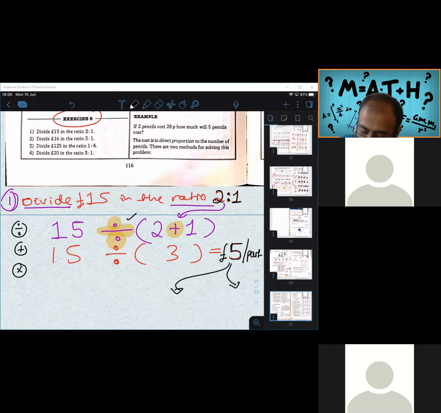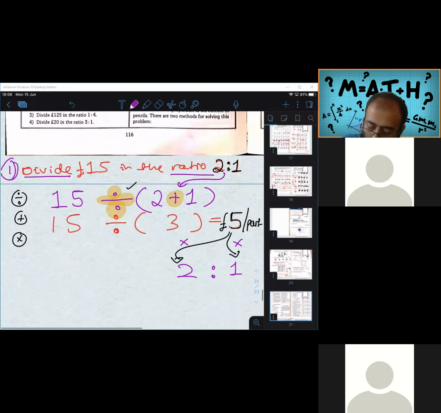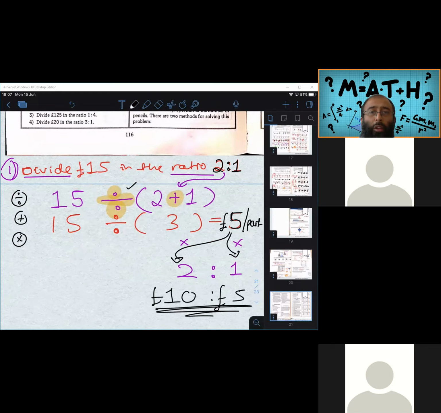Okay, let's move on. Now the next part is times. You times by the ratio. So 5 times 2 will give you 10 pound for the first child, and then the second one will get 5 pound. So when you're dividing a number by a ratio, we divide by adding the ratio, and then the last step is the multiplication back to each part of the ratio to give us what each person gets. So the first person gets 10 pound, the second person gets 5 pound.